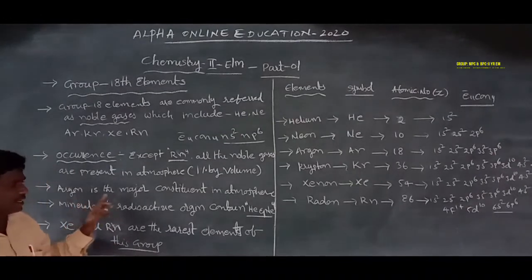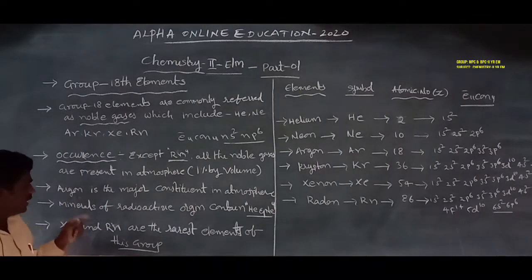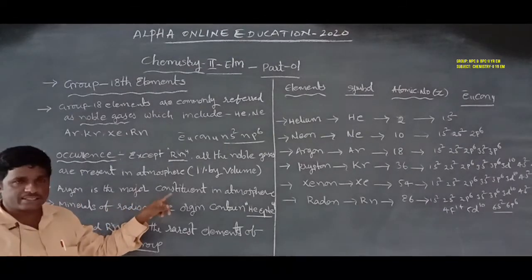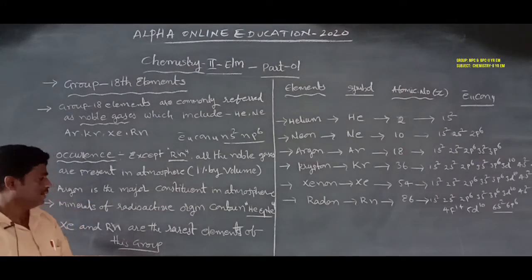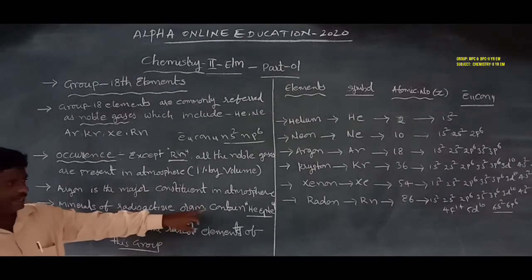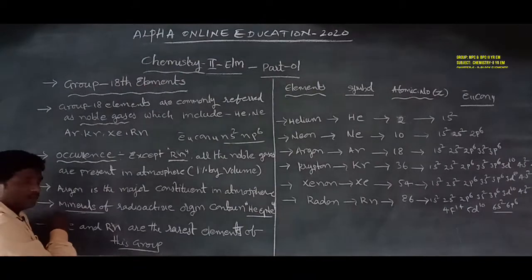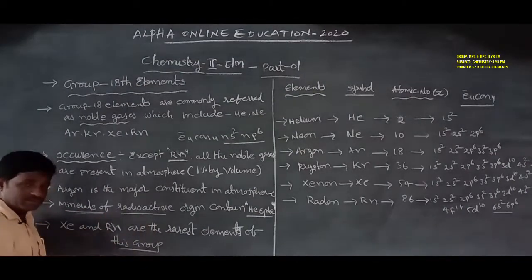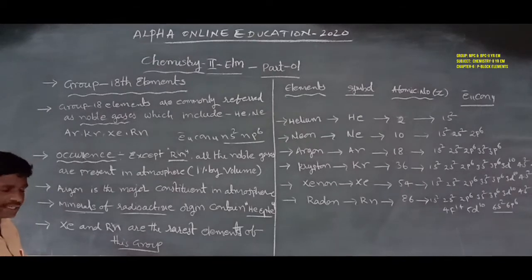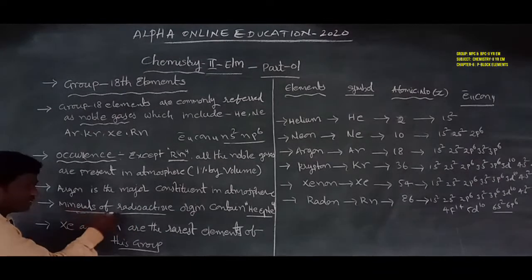Next, argon is the major constituent in the atmosphere among the 18th group elements or noble gases. Next, minerals of radioactive origin contain helium and neon. Which mineral? A radioactive mineral. Radioactive minerals contain helium and neon.